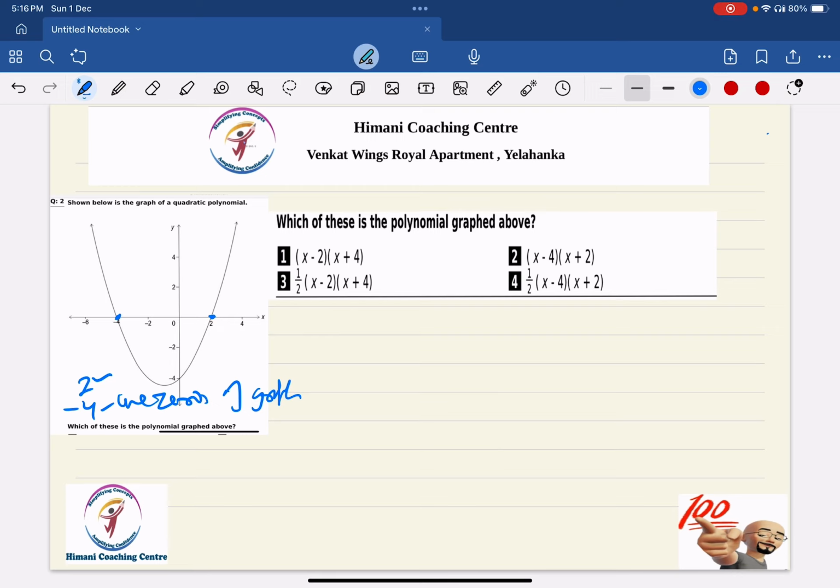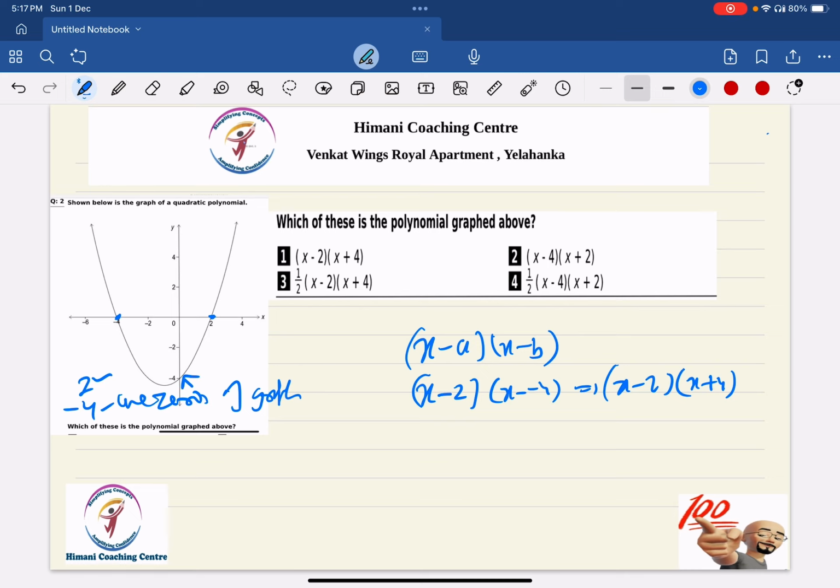So you know the zeros. So if you know the zeros, then how do you form equation of the polynomial? So it is x minus a times x minus b. So since the zeros are 2 and minus 4, so x minus 2 into x minus minus 4, which will give us x minus 2 into x plus 4. Now we also have to see where is the graph cutting y-axis. It is cutting y-axis at -4.